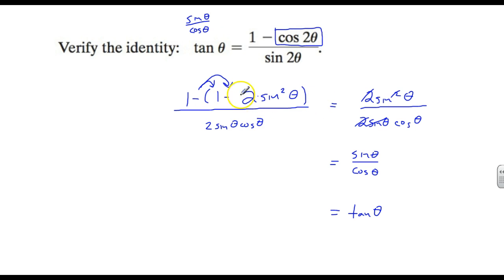I have 3 options that I can use here. Why did I pick this one? Because it makes the work easier to show what I'm wanting to show on the other side.